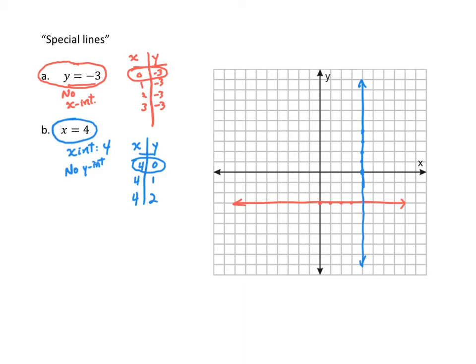If you have an equation with no x in it, only the y, like this one, there will be a y-intercept, but no x-intercept, which means it's parallel to the x-axis. And if you have an equation with no y, but it has x in it, it'll have an x-intercept, but no y-intercept. That'll help you figure out how to draw those special lines. So remember, y equals a number crosses the y-axis, but never crosses the x-axis. x equals a number crosses the x-axis, but not the y-axis.